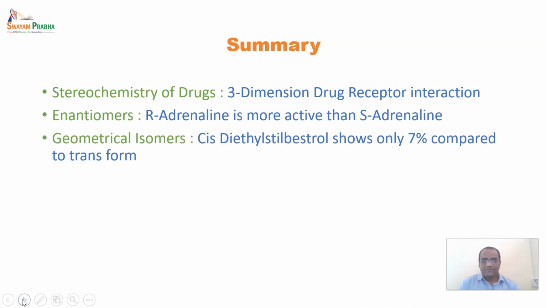After that we have seen one more stereoisomer. So these are the 2 types of stereoisomer. One is geometrical isomer and the second one is optical isomer. So in optical isomers, we have seen the example of enantiomers. For geometrical isomers, we have seen an example, which is double bonded carbon. Cis diethylstilbestrol shows only 7% activity compared to the trans form. So it is due to binding with the receptor. So this binding with the receptor has a different conformation and different arrangement, due to which cis is less active than the trans form.